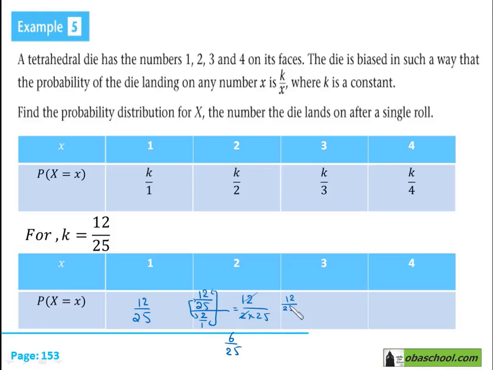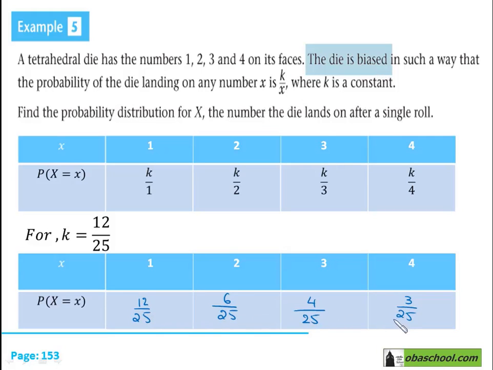Okay, now 12 over 25 divided by 3 over 1. We multiply the outer numbers together and the inner ones together. 12 over 3 times 25. The answer is 4 over 25. Finally, we have 3 over 25. This is how the final table will look. This is the probability distribution table for x. We calculated the probability for each random variable. Pay attention that we said that the die is biased, so the probabilities are different for each value.